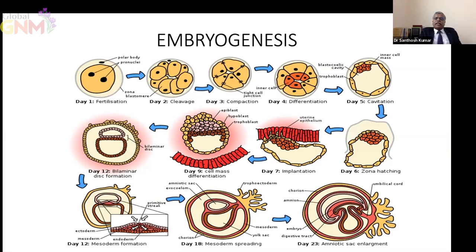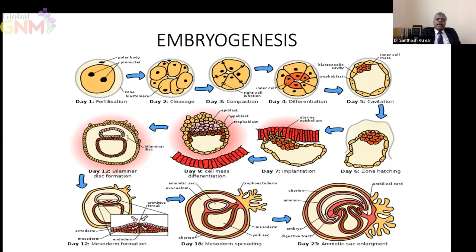Okay. And on the fifth day, these inner cells are moving towards the end of this one, and the inner cell mass will be clubbing near the other side. That is called cavitation. That will be close to the uterine wall. And this inner cell mass will become the embryo, as said by Dr. Ihab. And this one will become the placenta. And on day 7, implantation is there. There will be development of cell mass differentiation on the 8th and 9th day of implantation or fertilization.